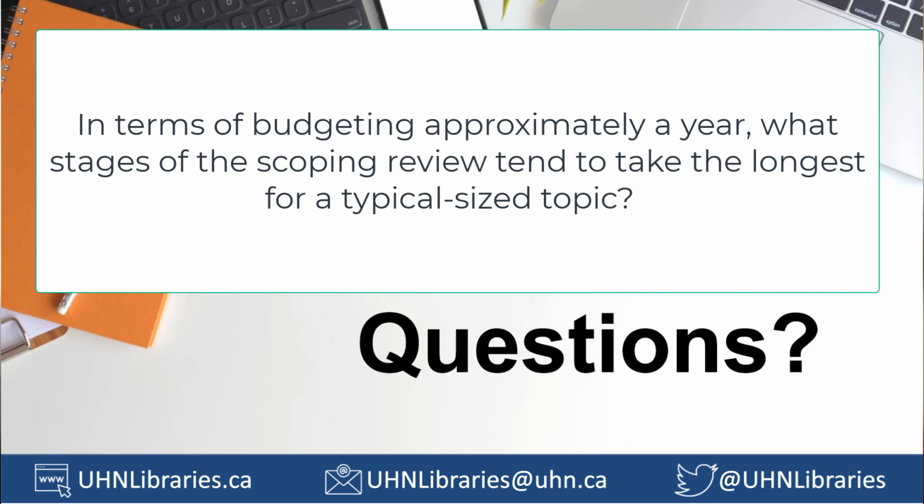In terms of budgeting approximately a year, what stages of the scoping review tend to take the longest for a typical size topic? Screening is usually the stage that takes the longest for scoping reviews and systematic reviews, just because there often will be very large sets of results that you are going through. But it also depends on the size of your team. So if you have a pretty large team and not that many citations, then it might not take you very long to get through that part of the process. But if you've only got 2 people screening and you've got 8,000 results, then you will need to budget some time for that for sure.